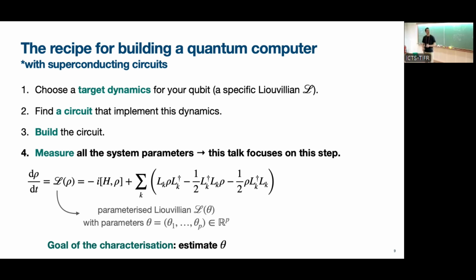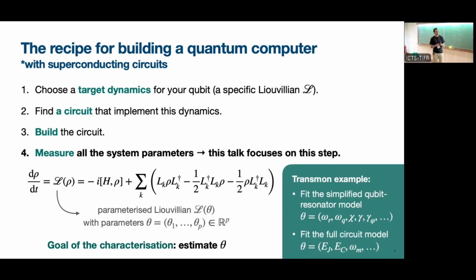The system is modeled by a Liouvillian, a parameterized Liouvillian. The parameters that enter in the Hamiltonian or jump operators are the ones you want to measure. And this is really the goal of the characterization step, to estimate with high precision all of these parameters. An example: for the transmon case, you might want to fit the simplified qubit-resonator model, or you might want to fit the full circuit model with a Josephson junction energy and the oscillator frequency.